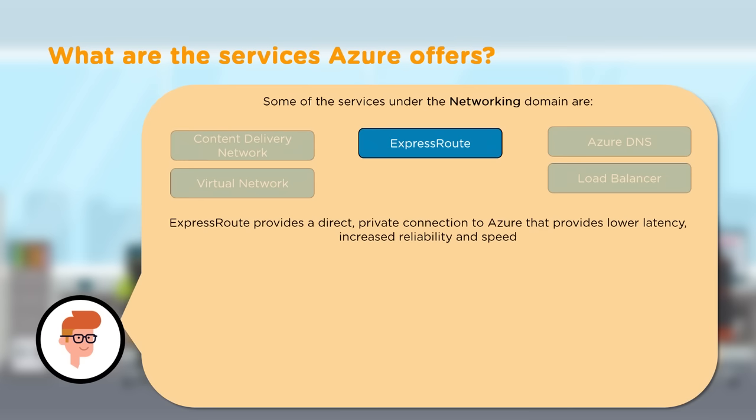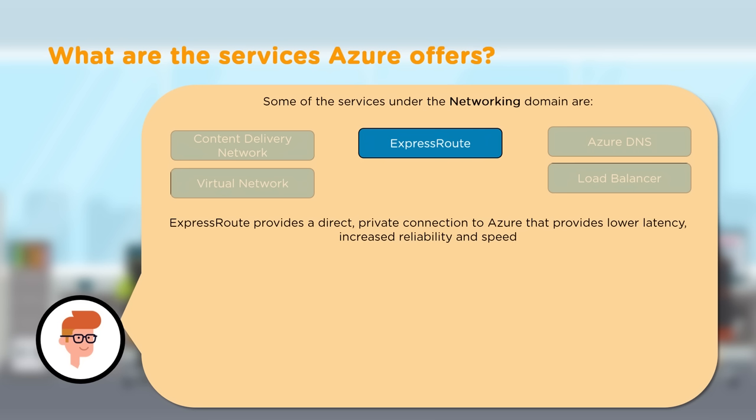The next one in networking would be ExpressRoute. ExpressRoute is a circuit or a link that provides a direct private connection to Azure. Because it's direct, it gives a low latency link to Azure. It gives good speed and reliability for the Azure data transfer. It could be on-premises to Azure. So it gives very good speed, increased reliability, and low latency for that connection. Let's expand on this a bit.